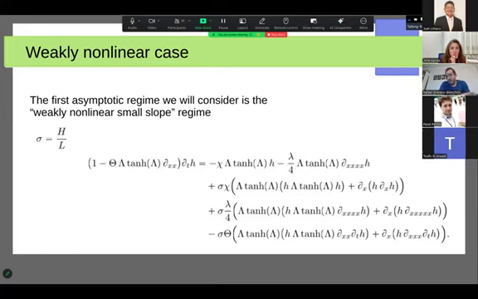So the full system can be described by this equation right here, which is a single equation for h, up to an error of order sigma squared. Okay, so this model fully captures the complete problem up to an error of order sigma squared. And so this is a single PDE.